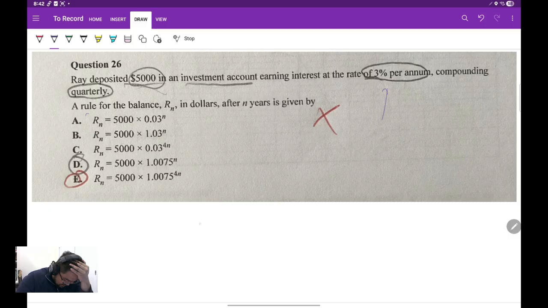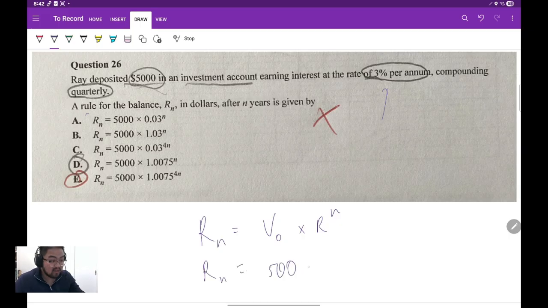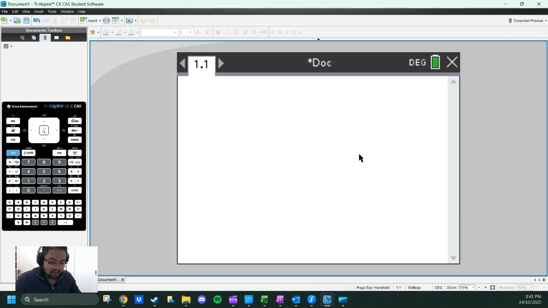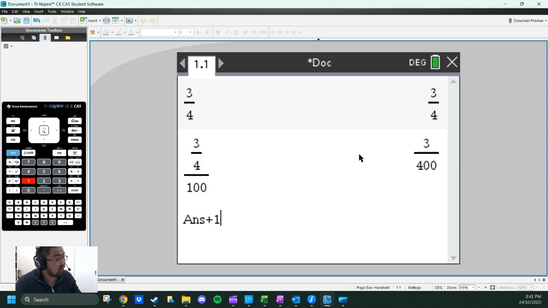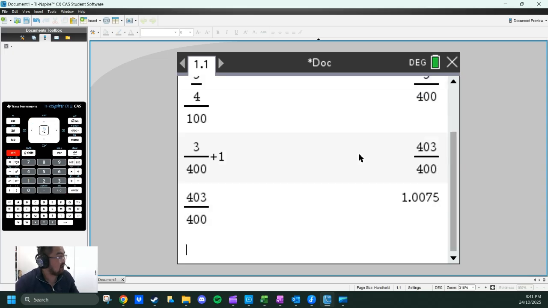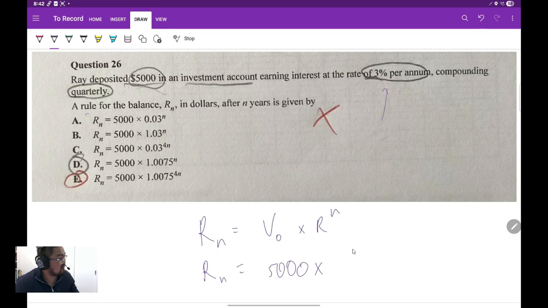So, we're going to come up with Rn is equal to V0 times R to the power of n in this case. So, if we've got V0, Rn is equal to 5,000 times, and we're going to go 3 divided by the quarters. So we're going to go 3 divided by 4 divided by 100 plus 1. Okay, and so this means that our R value is this, which is 1.0075.